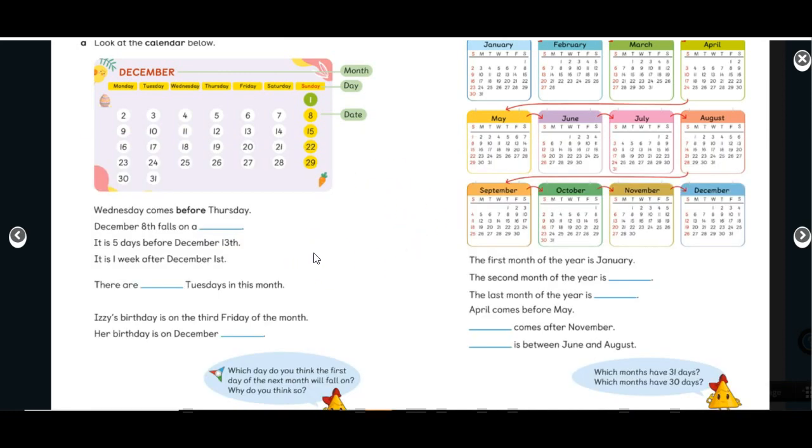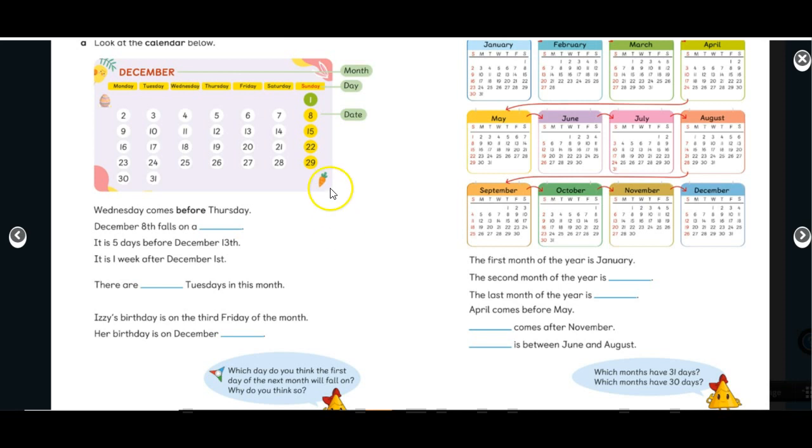Okay, so we know that Monday comes before Tuesday, Tuesday comes before Wednesday, Wednesday comes before Thursday, Thursday comes before Friday, Friday comes before Saturday, and Saturday comes before Sunday, and Sunday comes before Monday. So they ask you here, when looking at this month of the year, what day of the week does December 8th fall on?